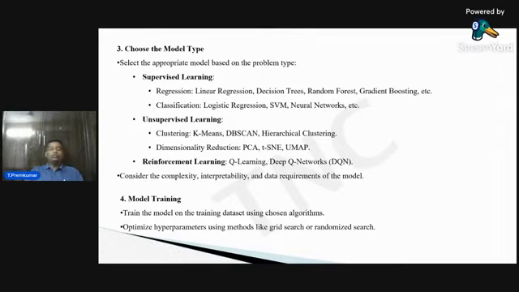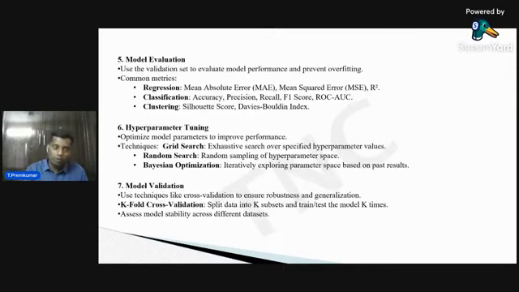Then the next one is model training. Here, we train the model on the training datasets using the chosen algorithm. And the next one is optimizing hyperparameters, where methods such as grid search or randomized search are involved for the model training.